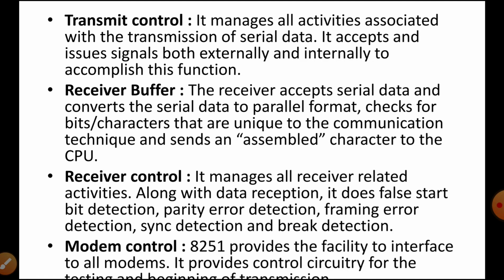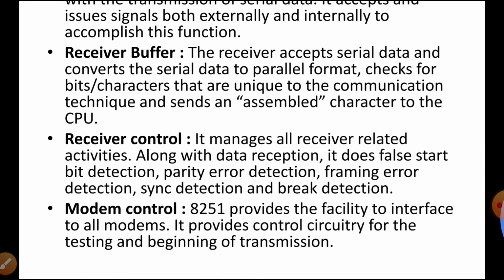Now at a count equivalent to 1/2 bit time, that line is sampled again, and if the line is still low, the valid start bit is detected and the 8251 proceeds to assemble the character. After successful reception of the start bit, the 8251 receives the data, parity and the stop bit, and then it transfers the data to the receiver input register. So the data is then transferred into the receiver buffer register.